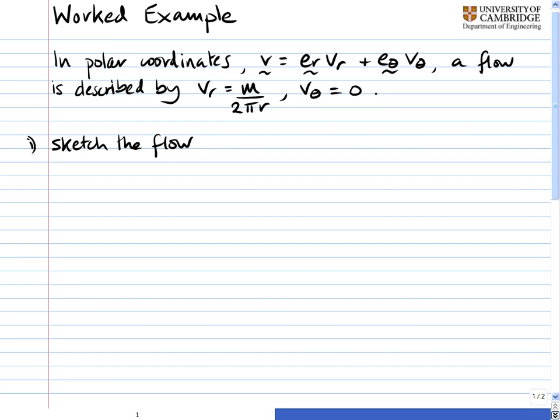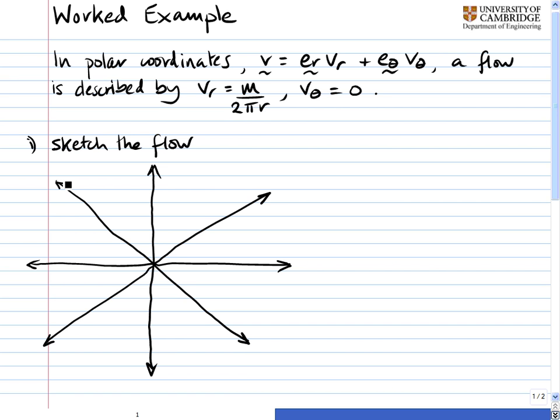So let's start by defining an origin, that point there, and we can see from the flow v_r is equal to something, v_theta is 0. That means that everything is moving in a radial direction away from that point. So there's no motion in the theta direction, everything is moving away. What's more, near the origin it's moving pretty quickly, and further away from the origin it's moving slower.